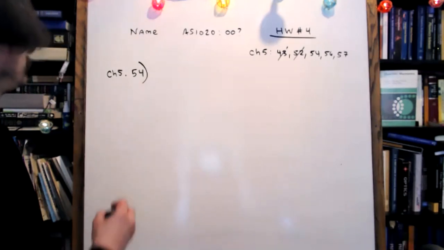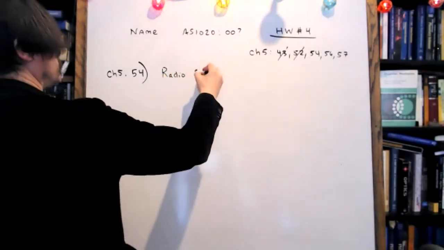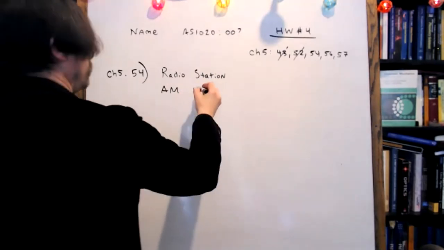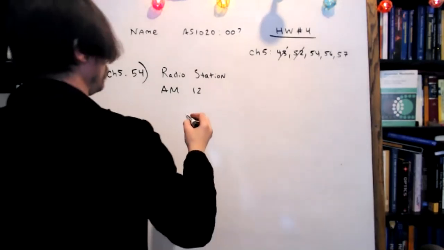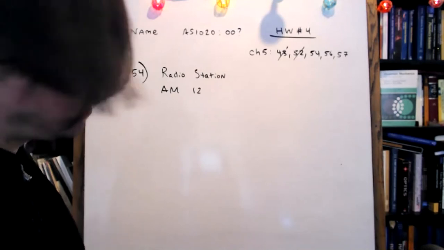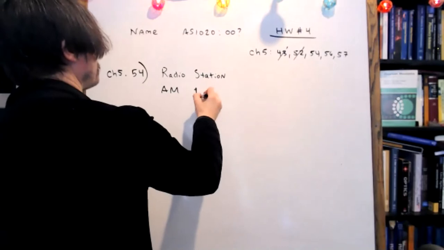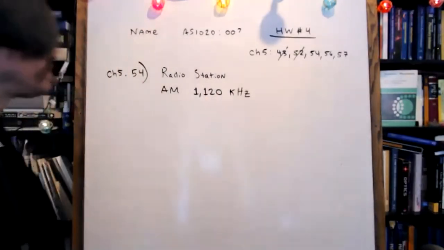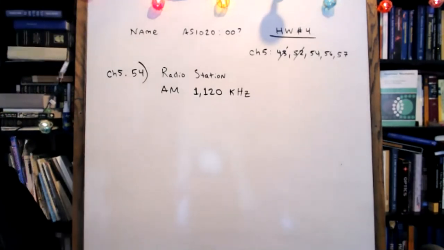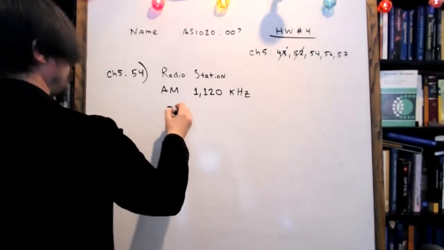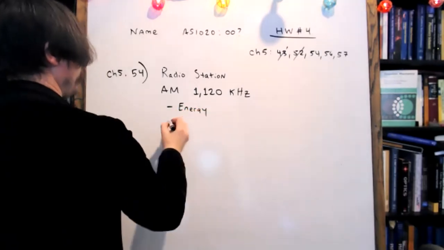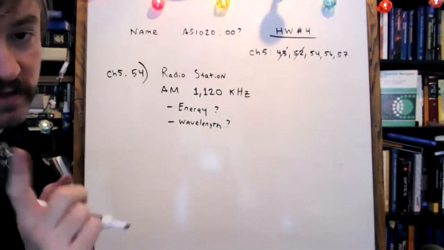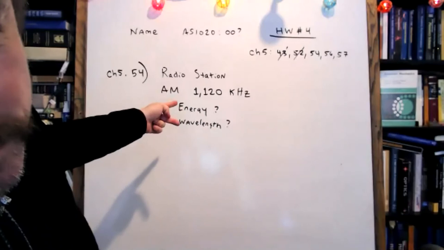54. Radio station. What is the wavelength of a radio photon from an AM radio station that broadcasts at 1120 kilohertz? What is its energy? It's 120 kilohertz? Oh, wait, no, 1120 kilohertz. Okay. And what did they ask us to do? What is its energy? They also asked us for something else too. What is the wavelength? In other words, we have two mini problems here. We have to find the energy and the wavelength.